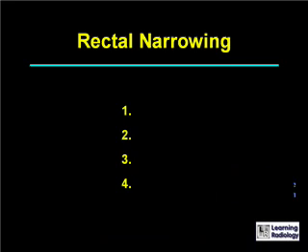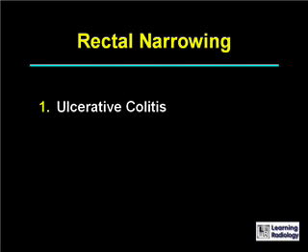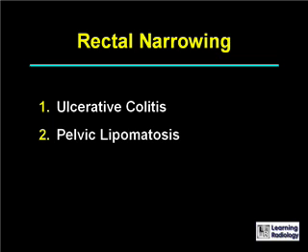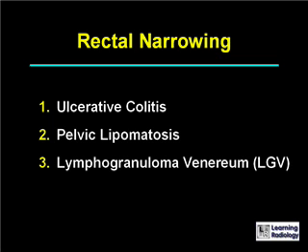The differential diagnosis is for rectal narrowing. There are 4 causes listed. The causes of rectal narrowing include ulcerative colitis, pelvic lipomatosis, lymphogranuloma venereum, and radiation colitis.